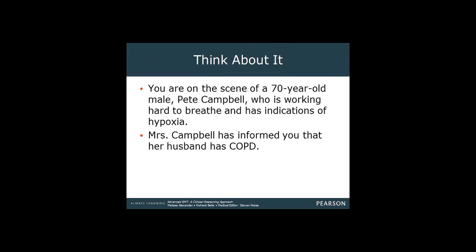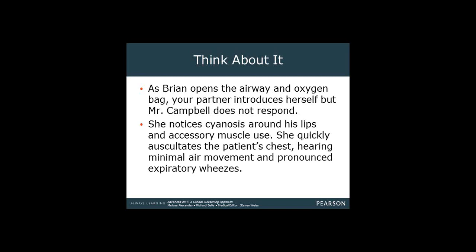You're on scene with a 70-year-old male, Pete Campbell, who is working hard to breathe and has indications of hypoxia. Mrs. Campbell has informed you that her husband has COPD. As Brian opens the airway and oxygen bag, your partner introduces herself, but Mr. Campbell does not respond. She notices cyanosis around his lips and accessory muscle use. She quickly auscultates the patient's chest, hearing minimal air movement, and pronounced expiratory wheezes.